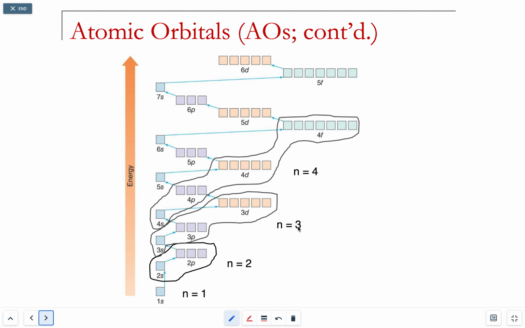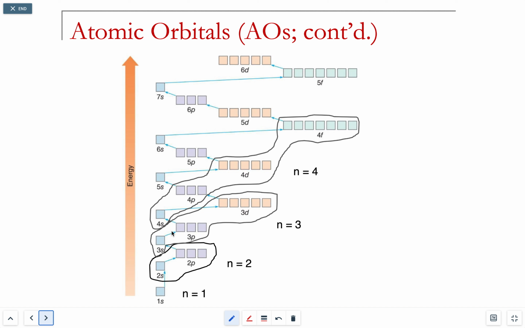When we go to the n equals 3 shell, we have s, 3 p orbitals, and now 5 3d orbitals for a total electron capacity now of 18. And then in the n equals 4 shell, we have the s, the 3 p orbitals, 5 d orbitals, and 7 f orbitals for a total electron capacity of 32. And we can just keep going on.